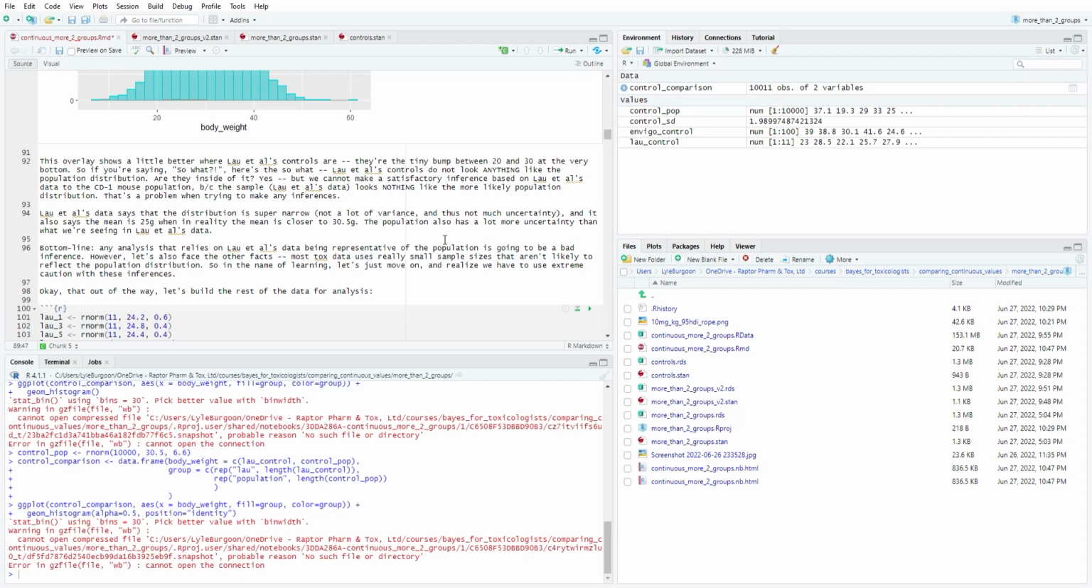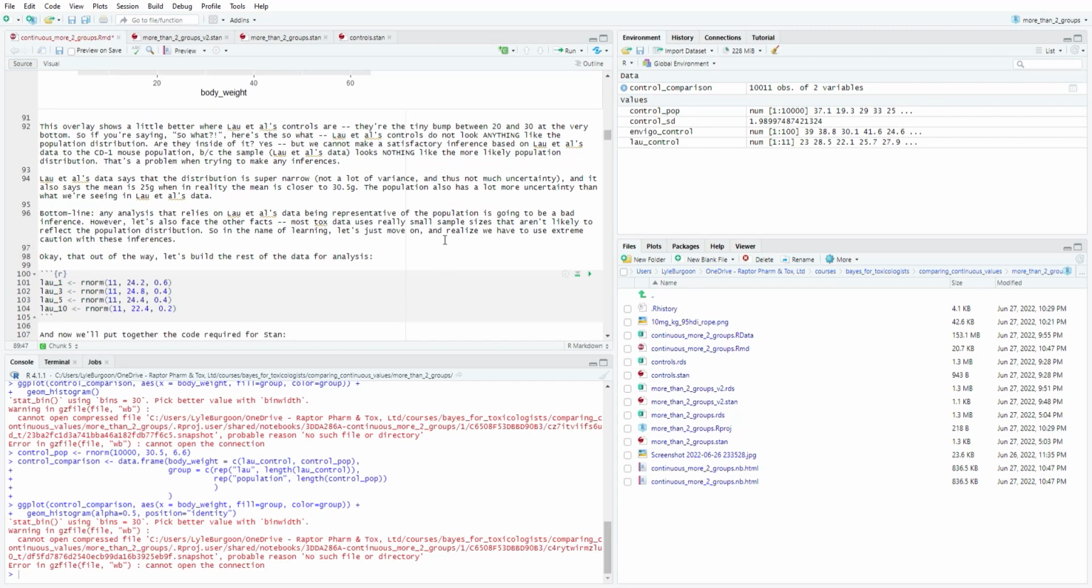And the fact that the Lao distribution really does not look like the population distribution. Again, what that means is we're going to have a hard time inferring back to the population distribution for this analysis. And I think I kind of say it here as well. We have to face the facts that most tox data and pharmacology to some degree use really small sample sizes that aren't likely to reflect the population distribution.